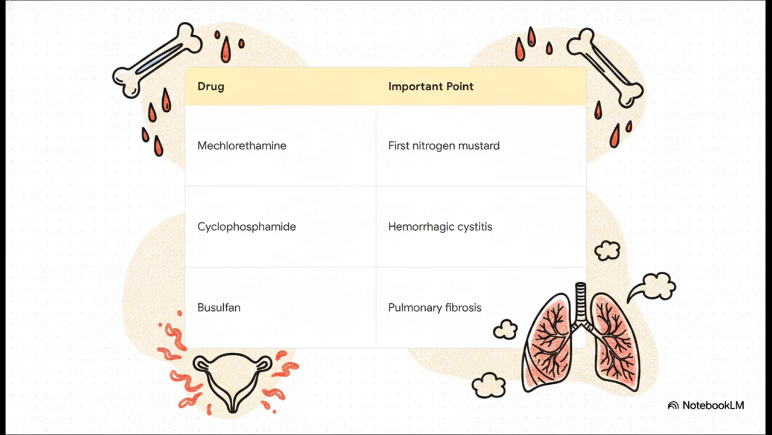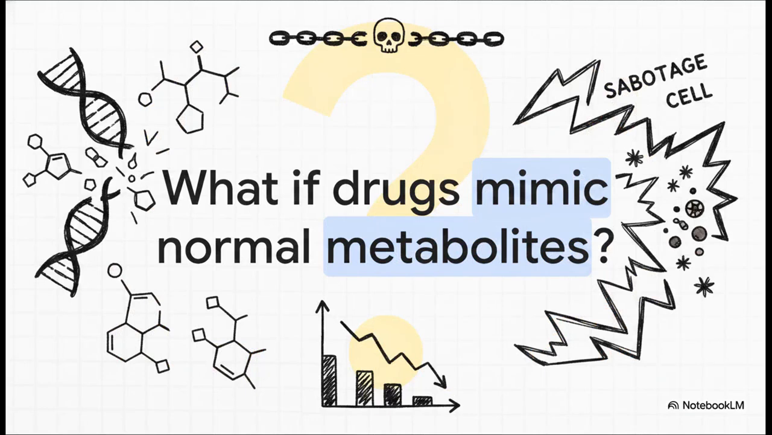It's a prodrug, but you absolutely must remember its classic toxicity, hemorrhagic cystitis. That's severe bladder bleeding. Finally, busulfan. It's an alkyl sulfonate used for chronic myeloid leukemia, but it carries the notorious risk of causing pulmonary fibrosis, famously known as busulfan lung. So, we've seen the blunt force crosslinkers.